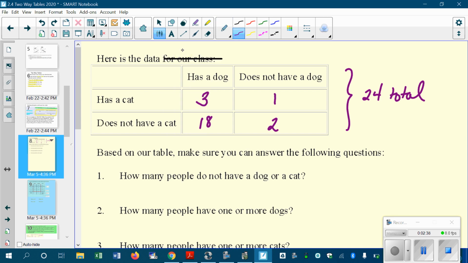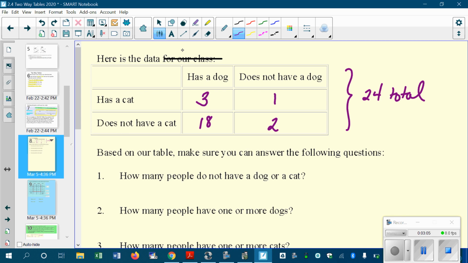So let's say that our class turned out to be like this. Say we had a class of 24 people, and then it turns out there are 3 people who both own dogs and cats, both. There is 1 person who owns a cat but not a dog. There are 18 people who have dogs but not cats. And there are 2 people who do not have any cats, they do not have any dogs at their house. Okay, and that adds up to 24.